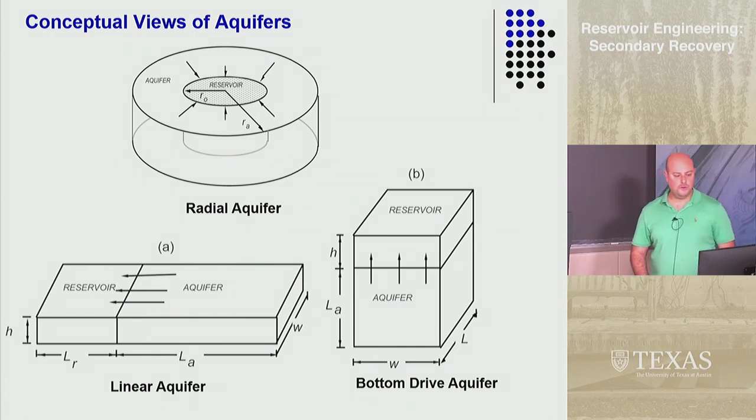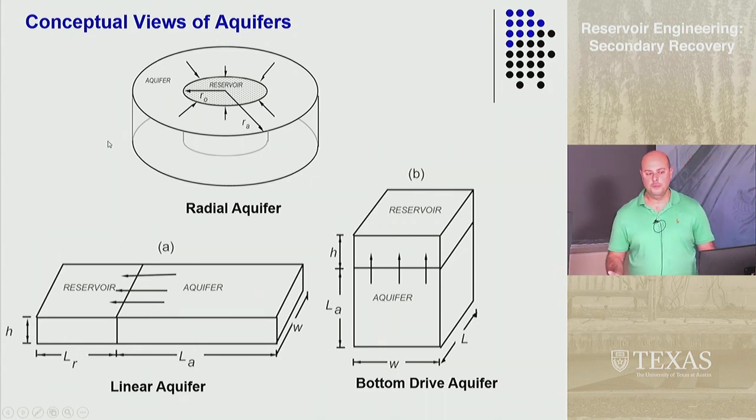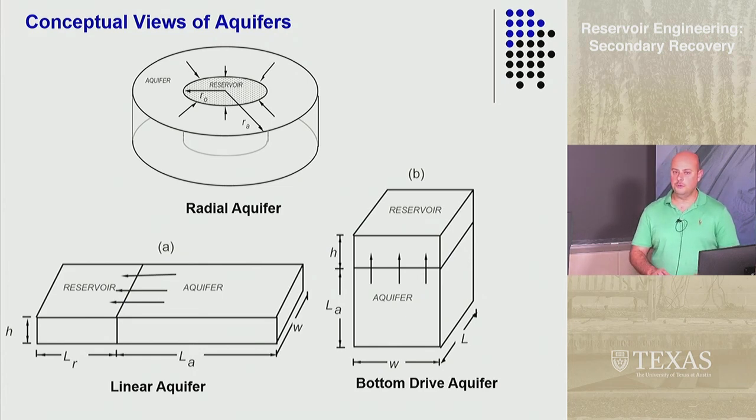There's also models where you have a linear aquifer, so you've got flow coming from the side into the reservoir, or a bottom drive aquifer where the aquifer is at the bottom and encroaches upwards. The equations that we'll use are most directly applicable to the radial aquifer, but they can be utilized for these other types of geometries in general. So moving forward, I would just assume that this is the type of geometry we're doing, and do know that we could apply our equations for these other geometries if we needed to as well.